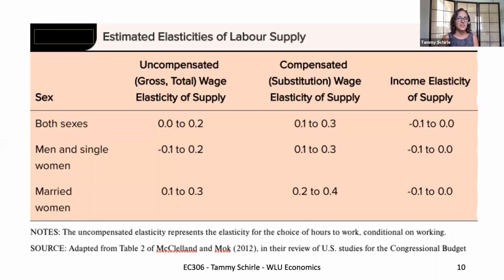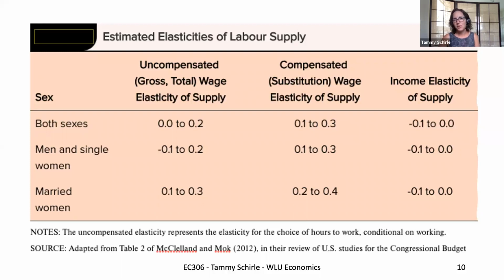Okay, so what does our literature tell us about the elasticities of labor supply? This is a table quite similar to Table 2.3 in your 8th edition textbook, but updated to reflect more recent estimates. Here, we group men and single women together and consider married women separately, again given the greater flexibility in the labor market that we expect the second group to have.